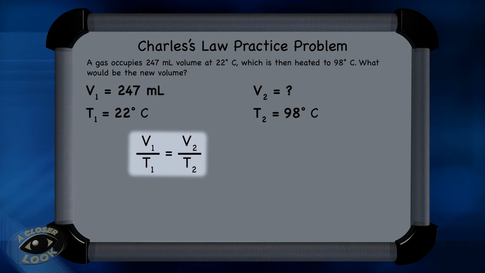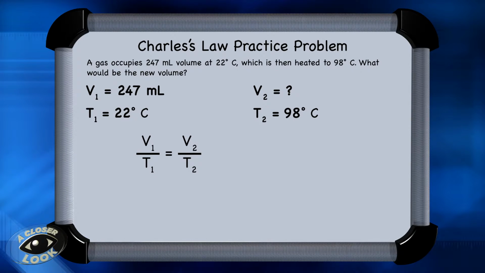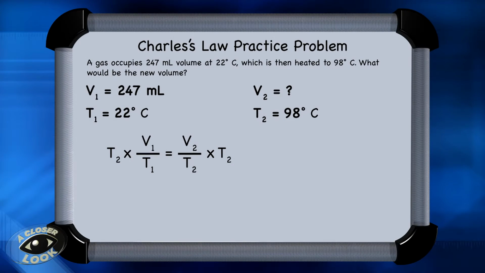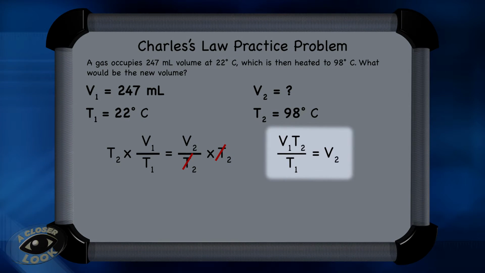Let's write down Charles' law to remind us what we're working with. V1 over T1 equals V2 over T2. Since we're trying to solve for the new volume, or V2, we'd like to isolate V2 on one side of the equation. We're going to do that by multiplying both sides of the equation by T2, and that will give us the rearranged Charles' law shown here.